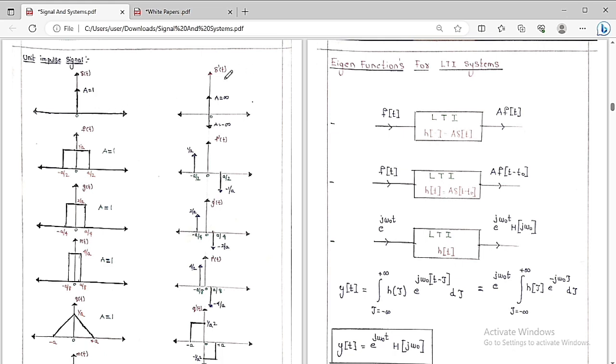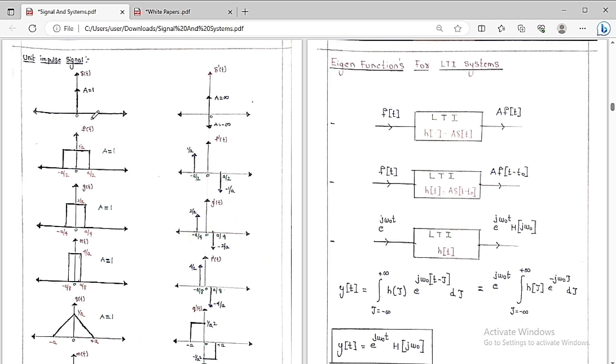Here delta dash of t is the thing that at t equal to 0 has a positive impulse of area equal to infinity, and a negative impulse of area equal to minus infinity. So this is what I am trying to tell you. Delta of t is the thing that has an impulse of area unity at t equal to 0, and delta dash of t has an impulse of area plus infinity as well as minus infinity at t equal to 0.